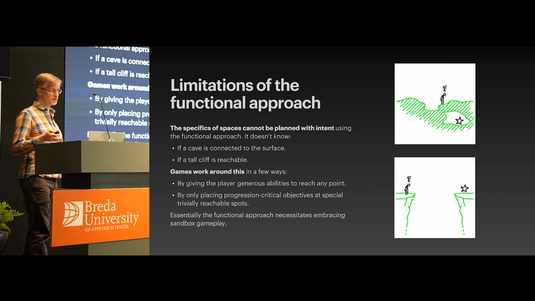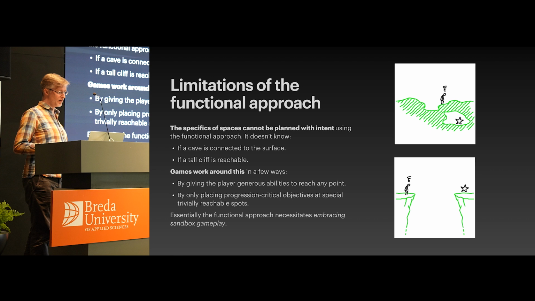There are some limitations of the functional approach. For example, a cave doesn't know if it's connected to the surface. If you have some vital resource on the top of a cliff, the approach can't know if it's actually reachable, if the player can fly.